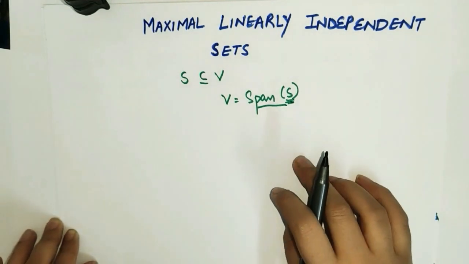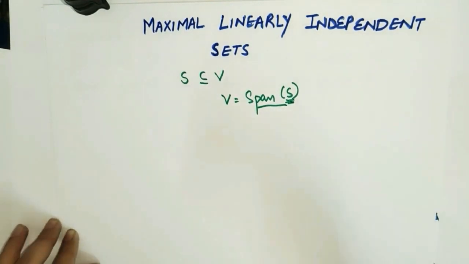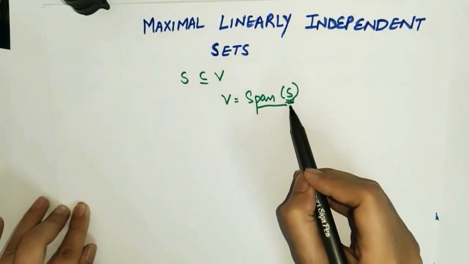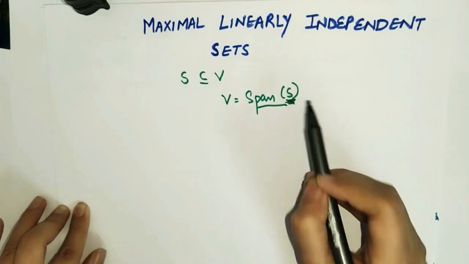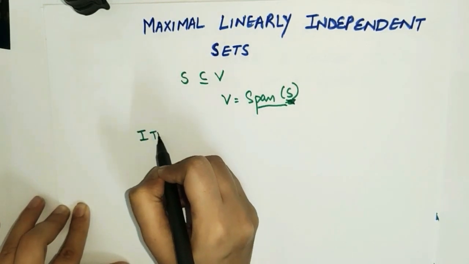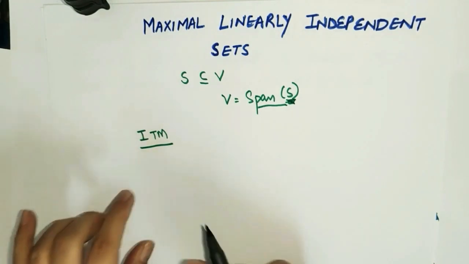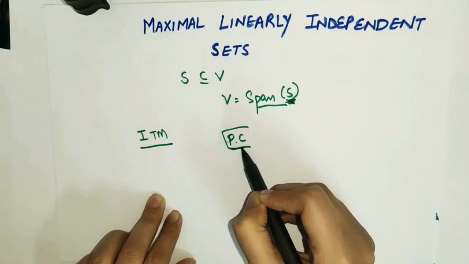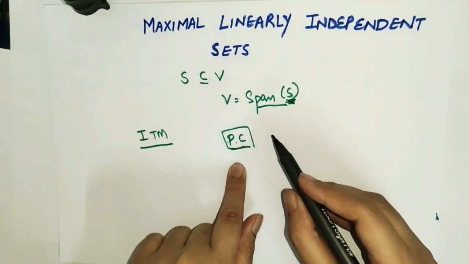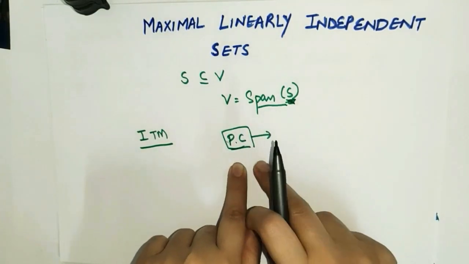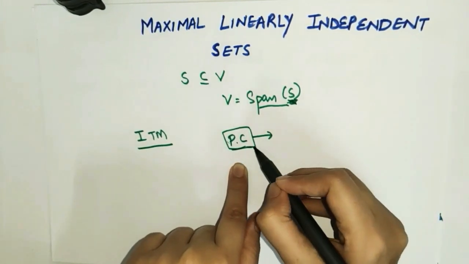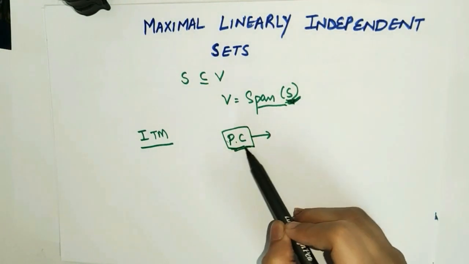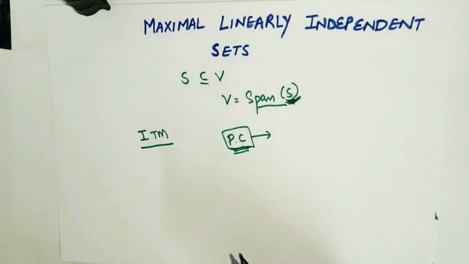To find out those vectors which are not redundant, we find the vectors which are linearly independent in S. So we apply ITM, and when we apply ITM, we get pivot columns. After getting pivot columns, we observe that these columns correspond to some vectors of S, and the vectors corresponding to these pivot columns are actually linearly independent.